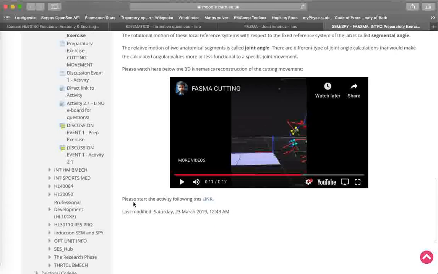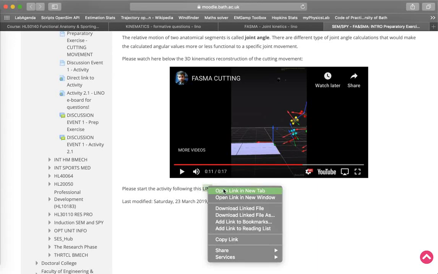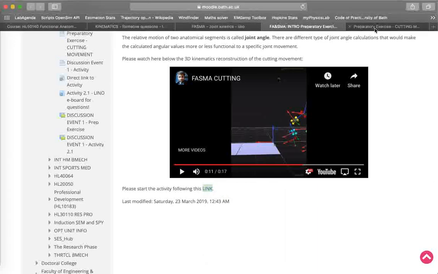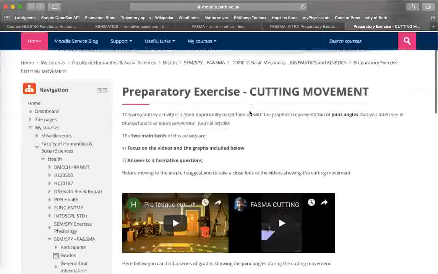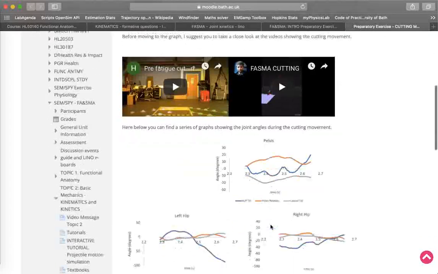Once you have read this page, you can go directly to the activity, clicking on that link. The activity is made up of 2 tasks. One is to focus on the videos that I showed you before, and the graphs that I have included here.